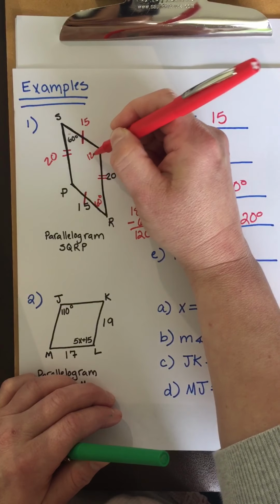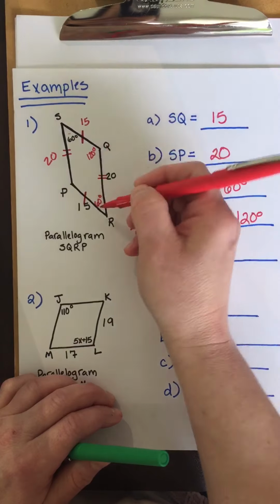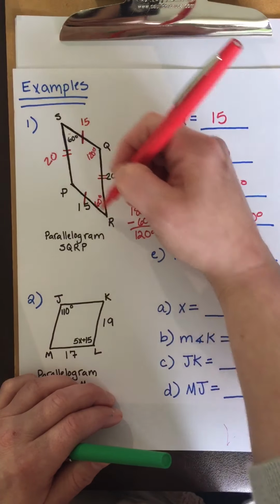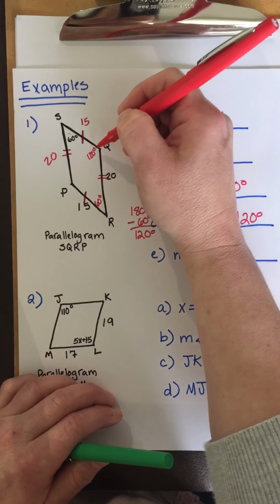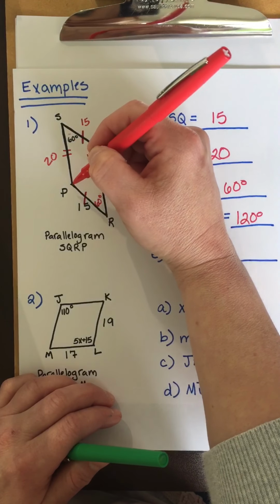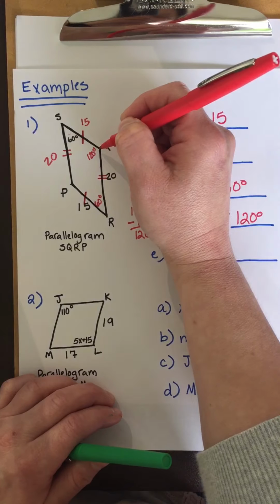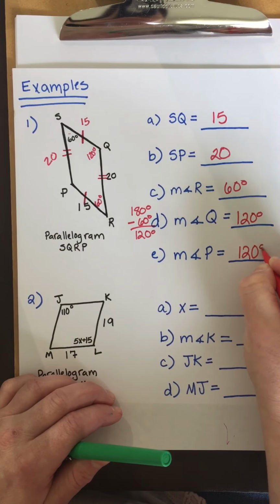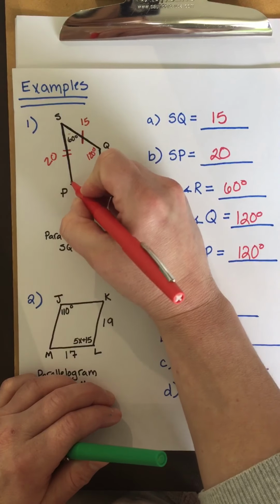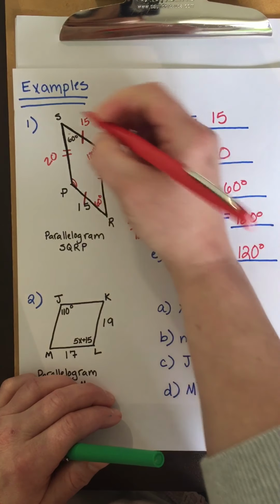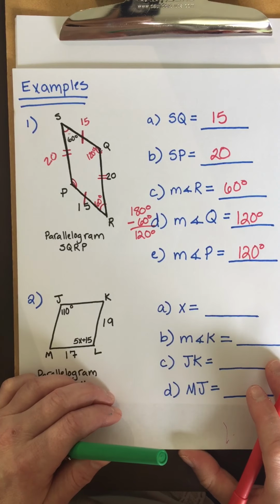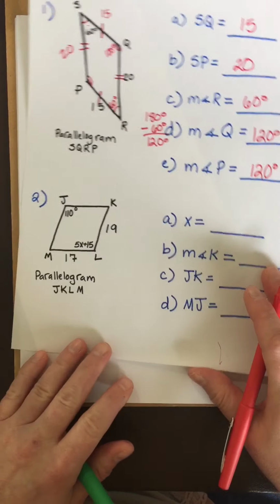These two angles have to add up to 180. These two angles have to add up to 180. Guess what? These two angles have to add up to 180. And these opposite angles are congruent. So if this is 120 degrees, this one's got to be 120 degrees, because opposite angles are congruent. Opposite sides are congruent. Let's look at another one.